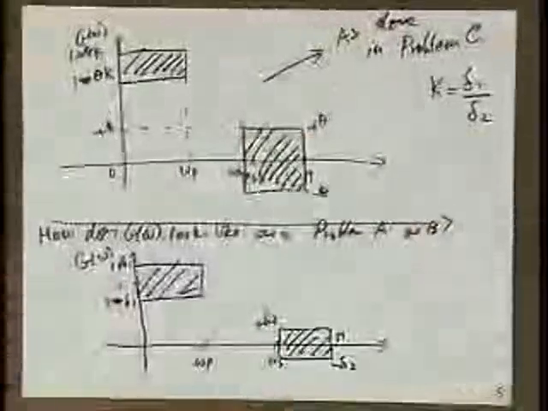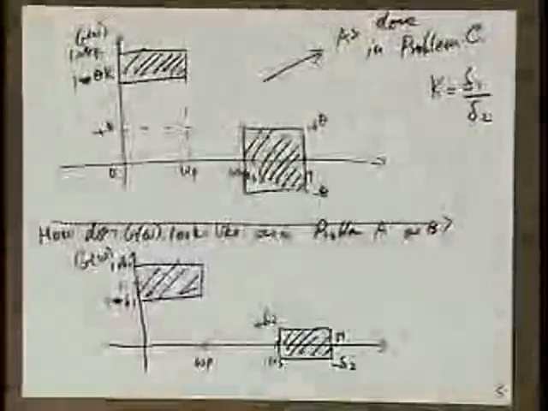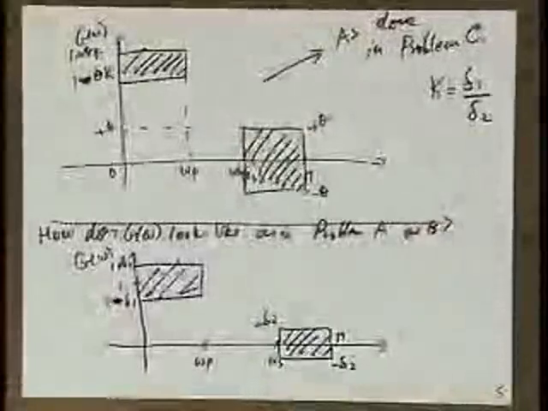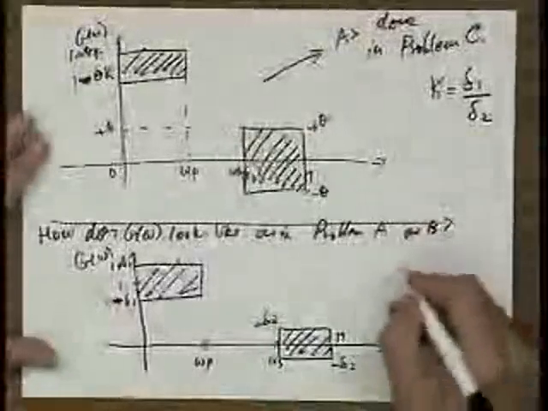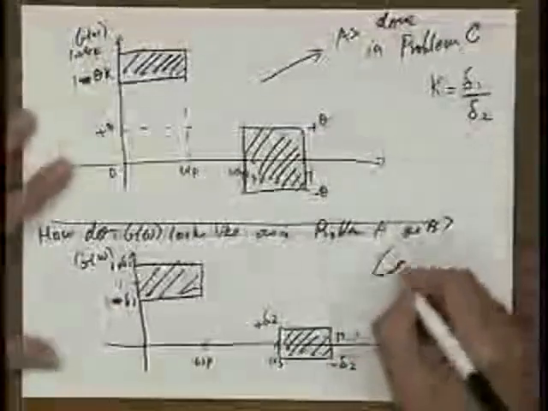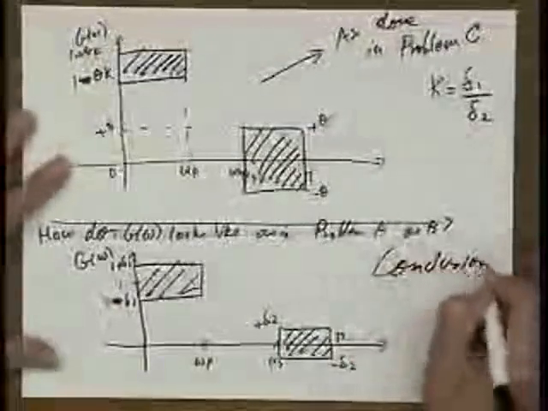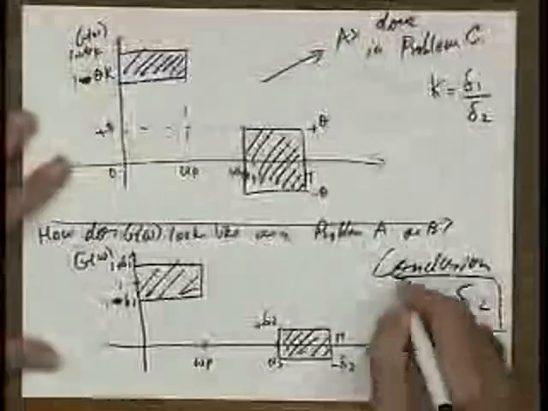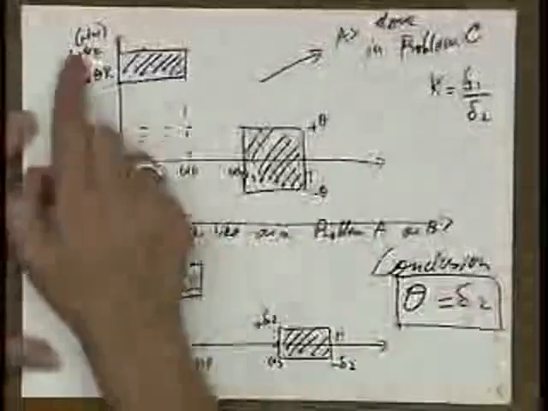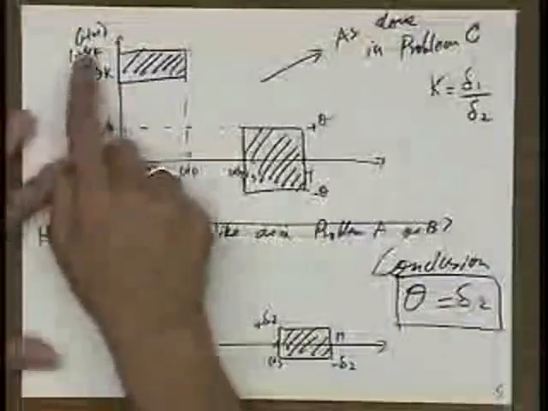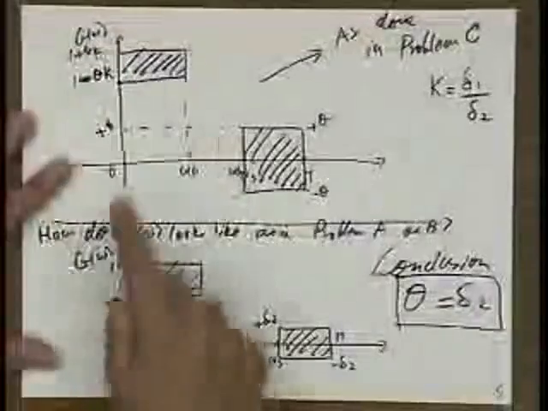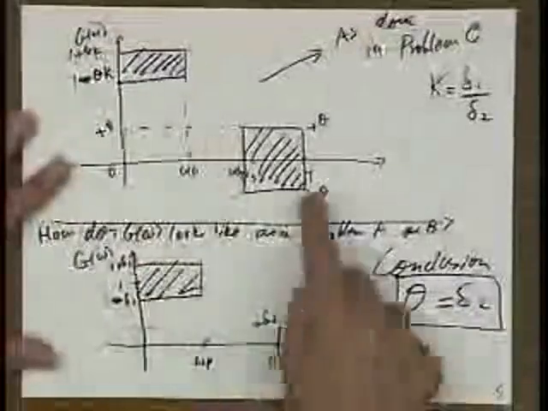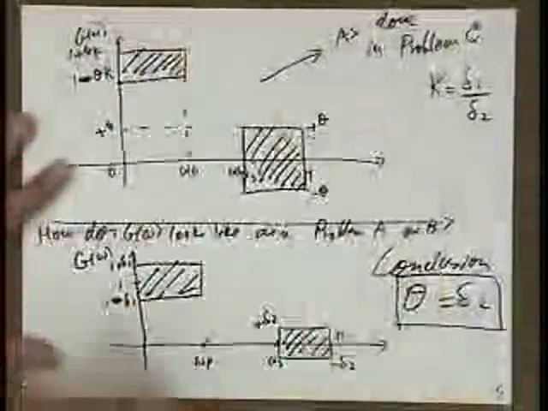What should theta be? That's right. So the conclusion from all of this is that to make these two problems equivalent, theta is the same as delta 2. If I make theta the same as delta 2, I get 1 plus delta 2 times delta 1 over delta 2, which is 1 plus delta 1, which is the same thing as I have here. This theta is the same as delta 2. Everything matches up.